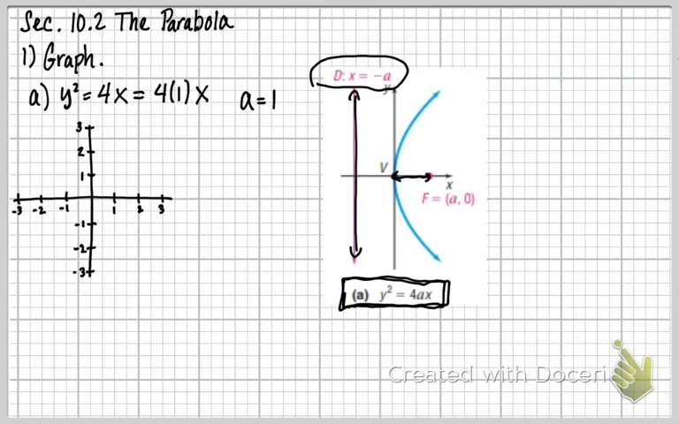From there, I know it's a sideways parabola, and it actually opens to the right. Now, how do I know that? I know that because the number in front of my x is positive. That means it's going to open in the positive direction. So it's just something to think about.